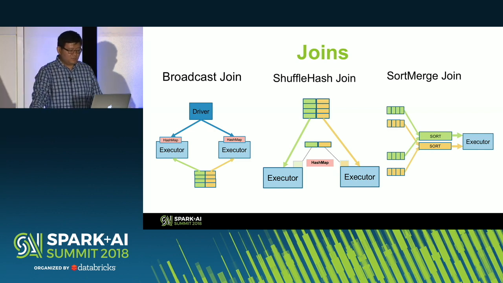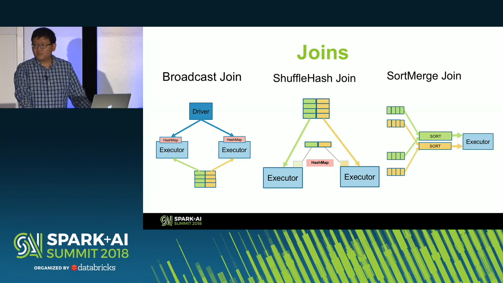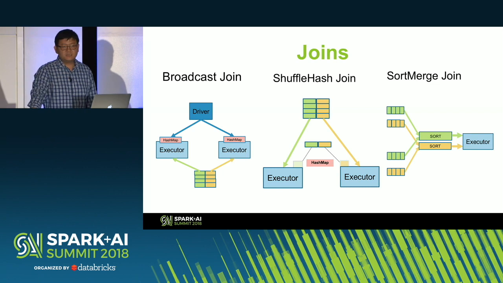The third one is the sort merge join. In this case, both A and B are big. Even each partition cannot fit into memory. We have to do the shuffling, then the sorting. It's very straightforward. This is the heaviest one. So comparing these three cases, broadcast is the most efficient.